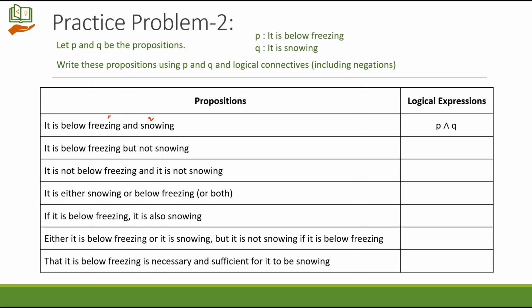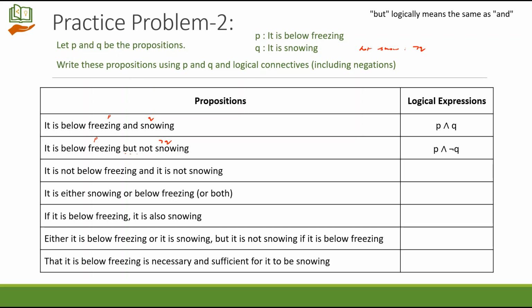What about the second one? It is below freezing but not snowing. When you say it is snowing, it is Q. When we say it is not snowing, this becomes negation of Q. And you have a word called but here. But logically means the same as and. So in this case, it is below freezing is P and not snowing is negation of Q. So the logical expression will be P conjunction not Q.